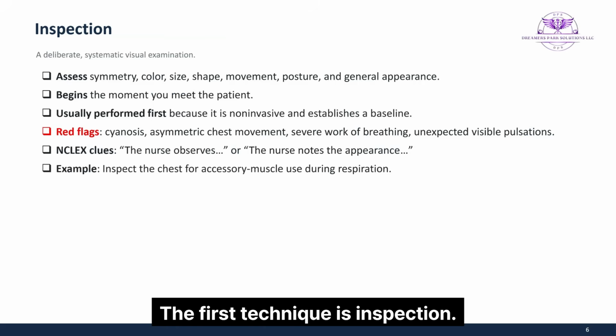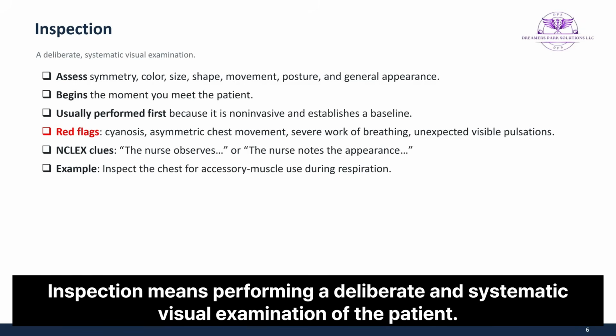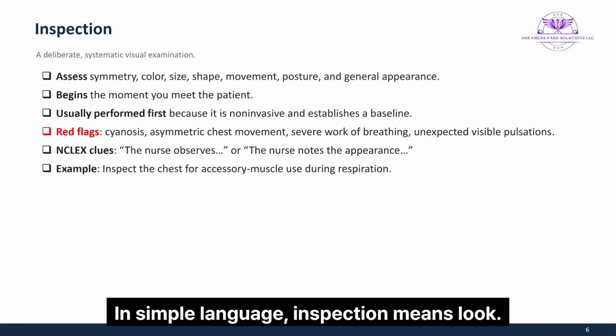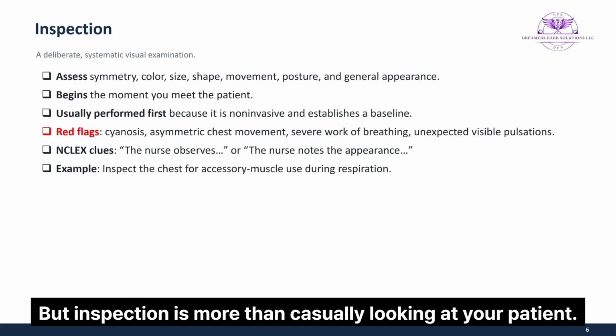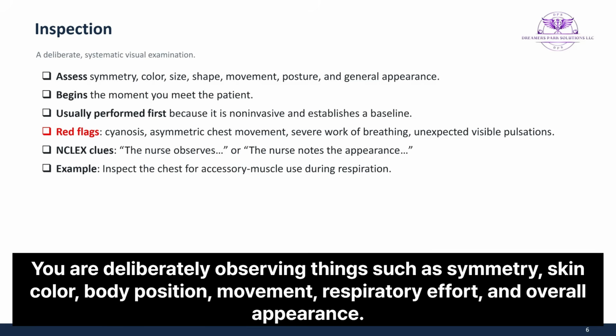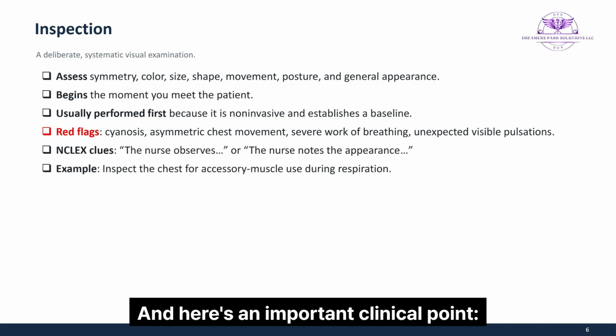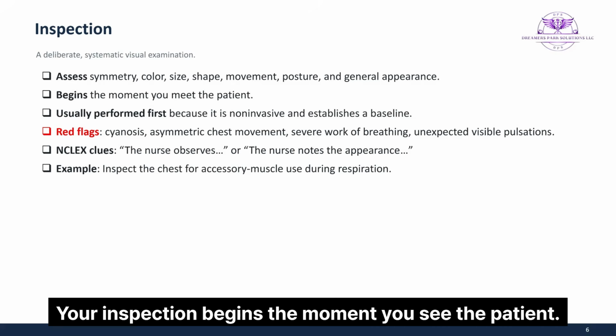The first technique is inspection. Inspection means performing a deliberate and systematic visual examination of the patient. In simple language, inspection means look. But inspection is more than casually looking at your patient. You are deliberately observing things such as symmetry, skin color, body position, movement, respiratory effort, and overall appearance. And here's an important clinical point. Your inspection begins the moment you see the patient.